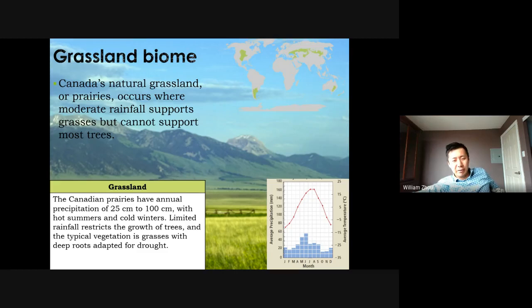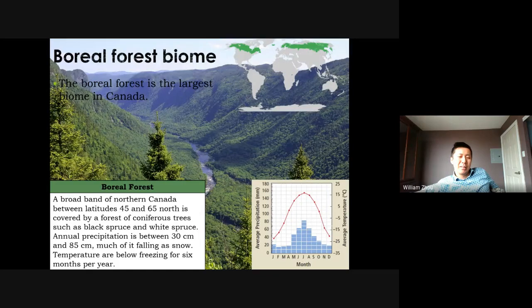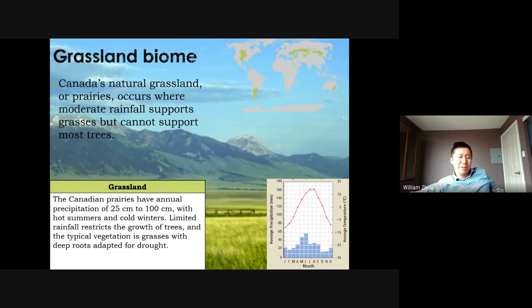And the climate graph on the right, look, this is extremely similar to the boreal forest. Let me just go back to the boreal forest and you make a comparison. Look, same shape, okay? How do you distinguish between the two? Well, you look at the temperature. Grassland is warmer than the boreal forest. That exceeds 15 degrees. It doesn't go all the way to negative 15.